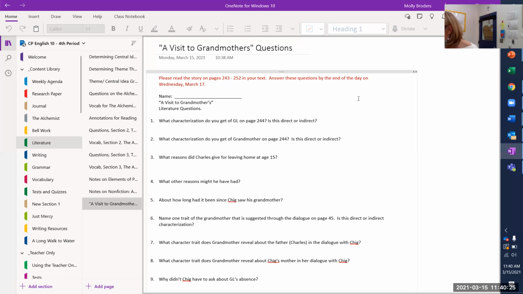All right, so what reasons did Charles's father give for leaving home at age 15? This is question number 3. Right, so he left because he wanted to go to school, right? Now, based on what you know already about their relationship, between the foreshadowing you've seen, can you guess any other reasons he might have had for leaving home when he was 15?